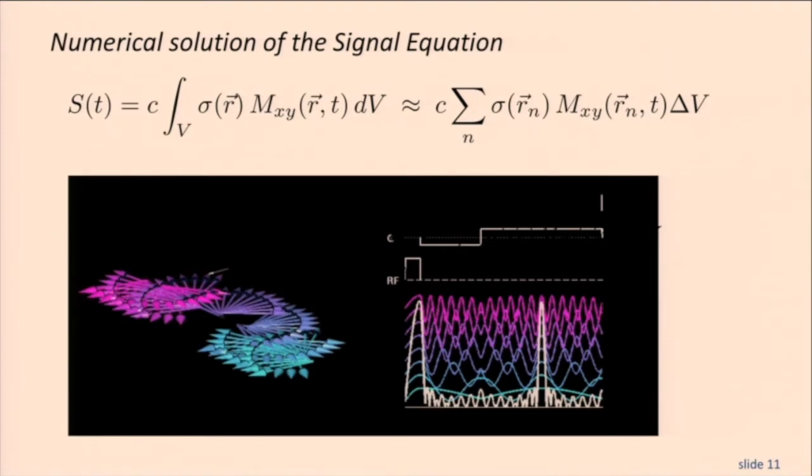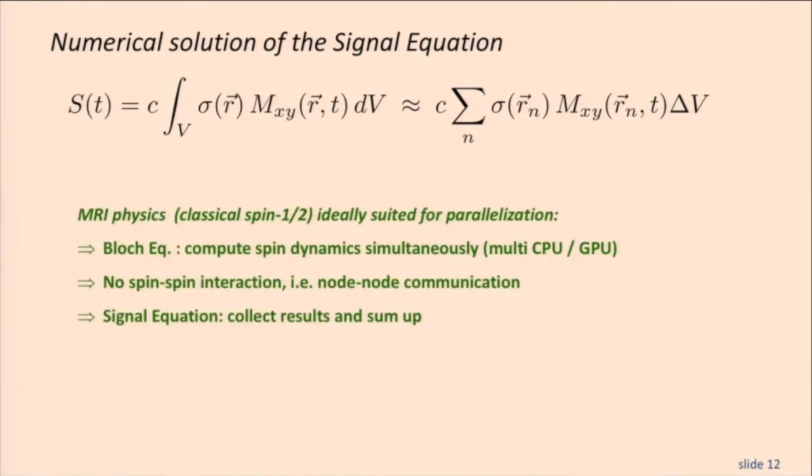Solving the signal equation, so the sum over all these spins, is typically a very straightforward thing, because when we have this classical simulation, each and every spin is independent of each other, and its dynamics is given by the Bloch equation. So we can compute the spin dynamics simultaneously, for example, on multiple CPUs or GPUs, and then collect the result at the very end and sum up. So that's basically what the signal equation is doing.